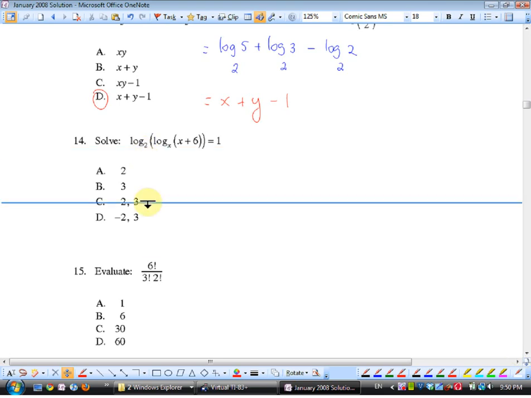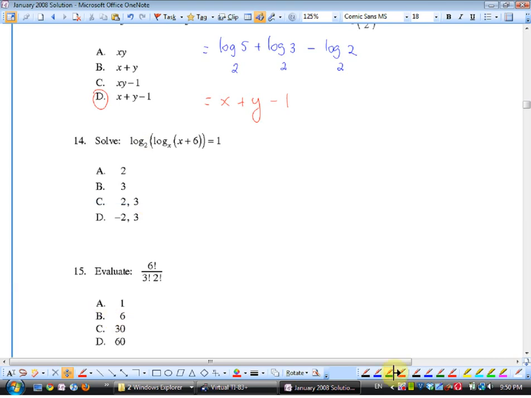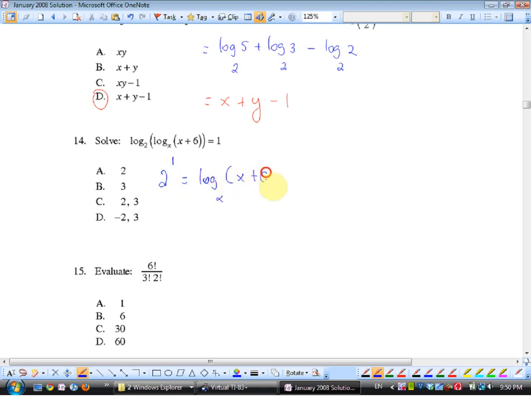I'm going to write this as 2 to the 1 equals what's inside the log. 2 to the 1 equals what's inside the log. And by the way, what is 2 to the 1? Hey, that's just plain old 2. I'm going to do the same thing now. This to that equals what's inside the log. X squared equals what's inside the log. See how I got my equation? I know, a little tricky.